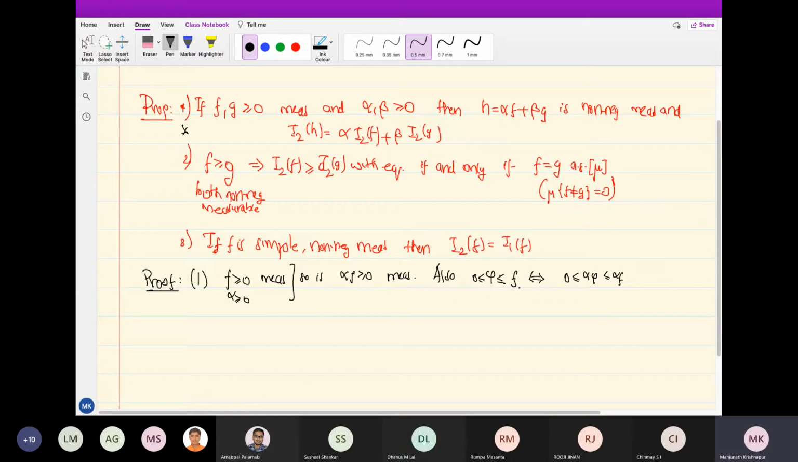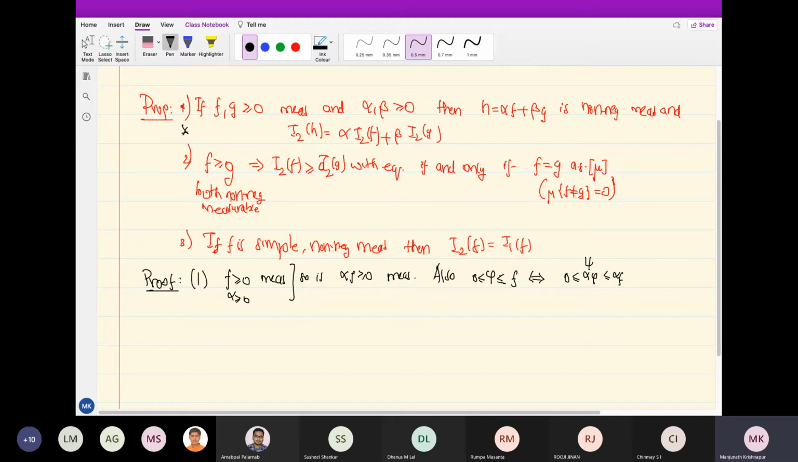So this is scalar multiplication. So where I define I2 of f, the supremum is over all such phi. When I define I2 of alpha f, the supremum is over all simple functions sandwiched between the two. But any simple function sandwiched between 0 and f, you scale by alpha, it will be sandwiched between here. And any simple function here, you can go back down by dividing by alpha.